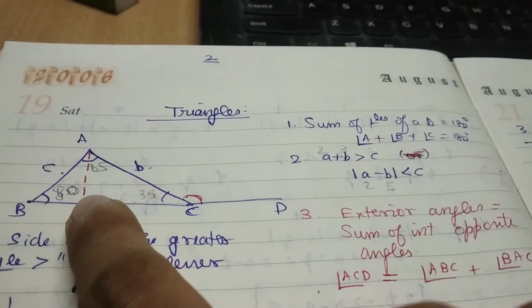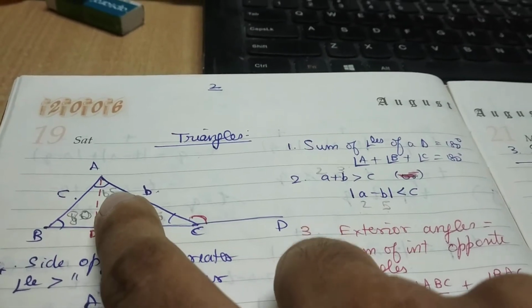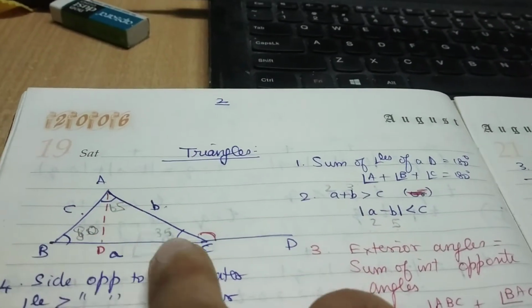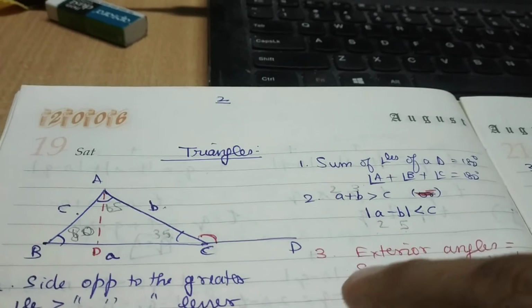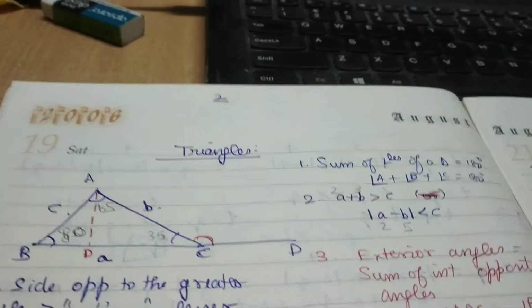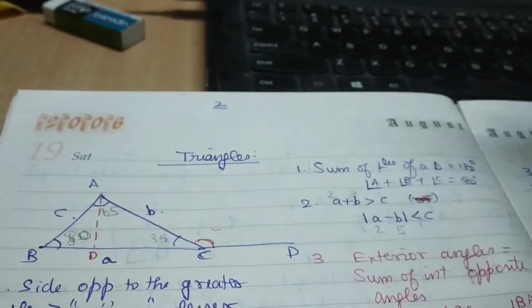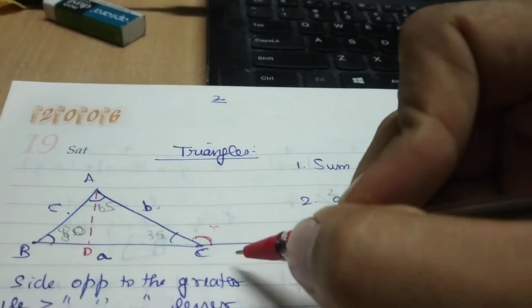Here I have given the dimensions of the angles also: 65 degrees, 80 degrees and 35 degrees. I am adding all these. The exterior angle at C will be 145 degrees, correct?